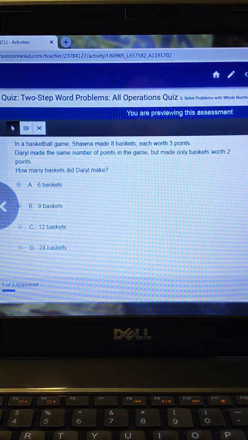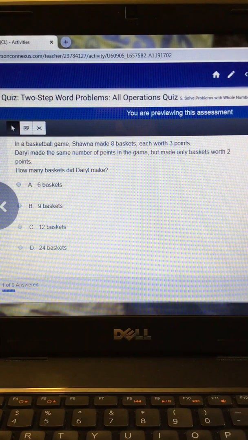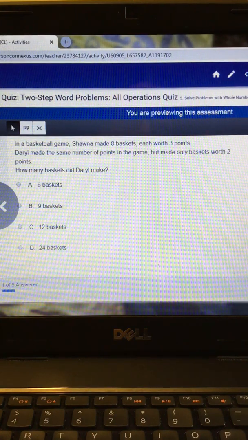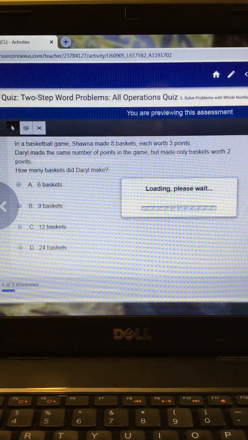Daryl made the same amount of points, but he only made 2-point shots. So you're going to take what you got from Shauna, how many she made. We're going to bring it over here. Then we need to divide that by 2. You could fair share that into 2 groups if you wanted to, and then get your answer. So is it A, 6 baskets, D, 9 baskets, or C, 12 baskets?